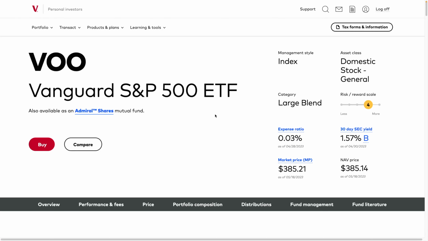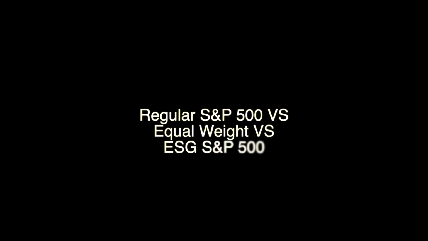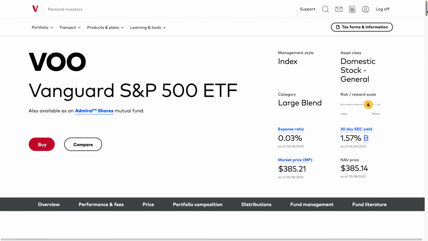Today I'm going to compare three different types of S&P 500 ETFs: a regular standard S&P 500 ETF, an equal weight S&P 500 ETF, and an ESG S&P 500 ETF. The first one I want to look at is the Vanguard S&P 500 fund. This is one that everyone is pretty well aware of.